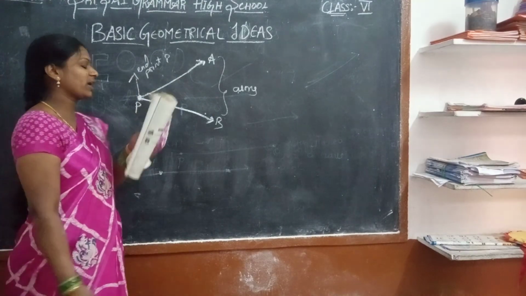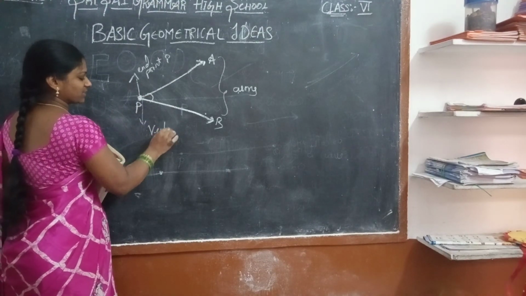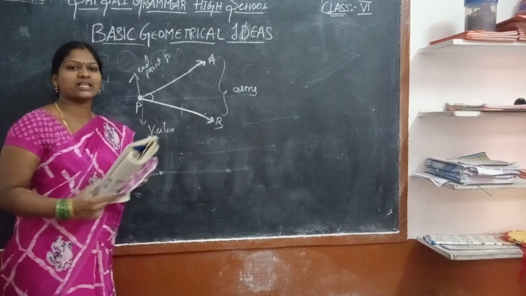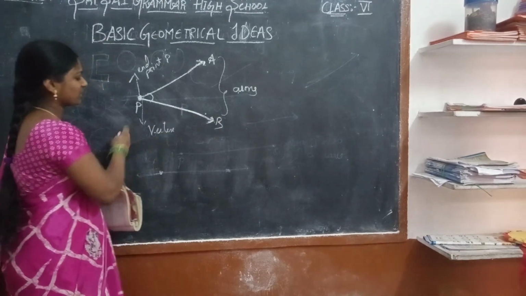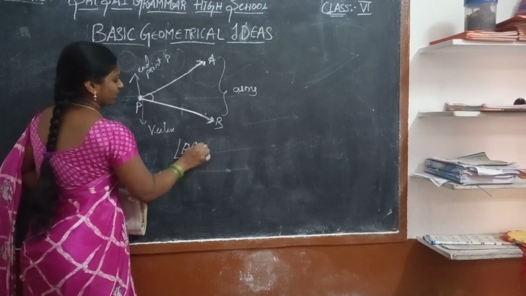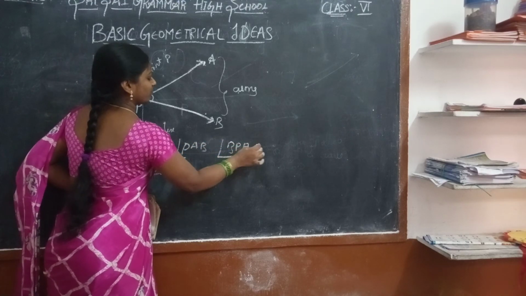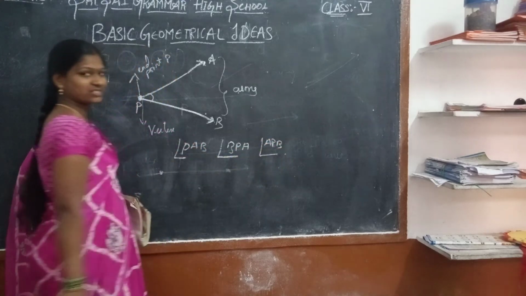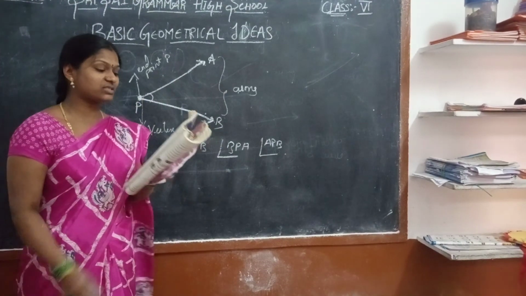Point P is called the vertex, and these two rays are called arms. Okay, the symbol: how to represent it here? Angle APB, angle BPA, angle APB. These are the angles formed using this symbol.